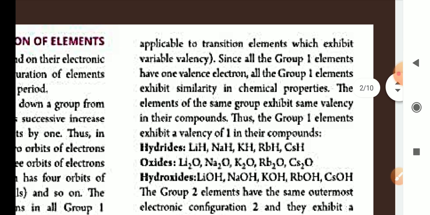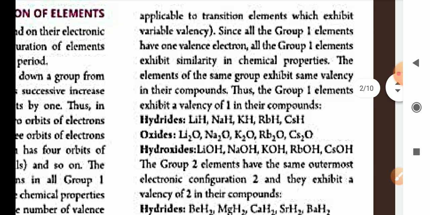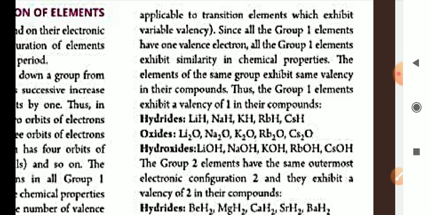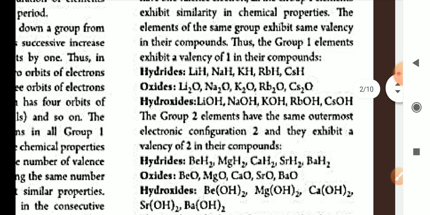This rule is applicable to transition elements which exhibit variable valency. So this rule will not be applicable to the transition elements which exhibit variable valency. Since all the group 1 elements have one valence electron, all the group 1 elements exhibit similarity in chemical properties. Similarly, if you consider group 2, they will also have similar properties. The elements of the same group exhibit the same valency in their compounds. Thus, the group 1 elements exhibit a valency of 1 in their compounds.